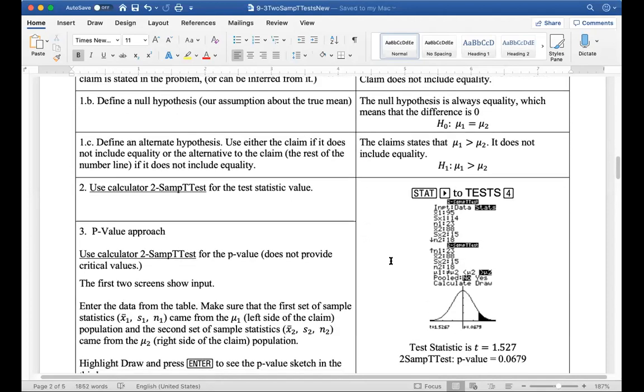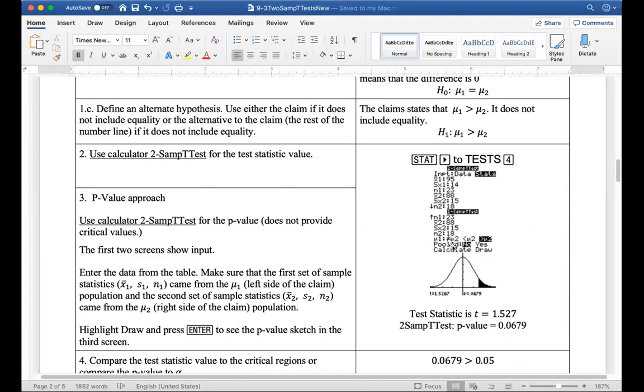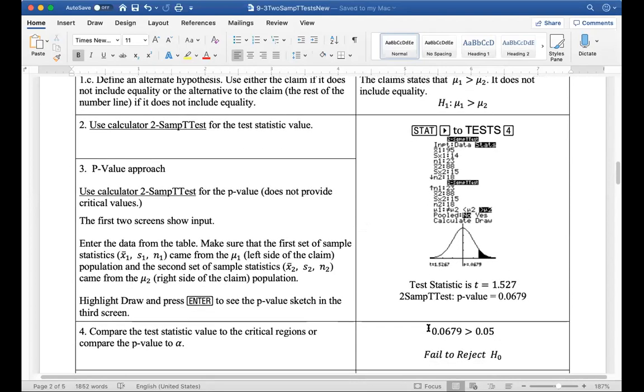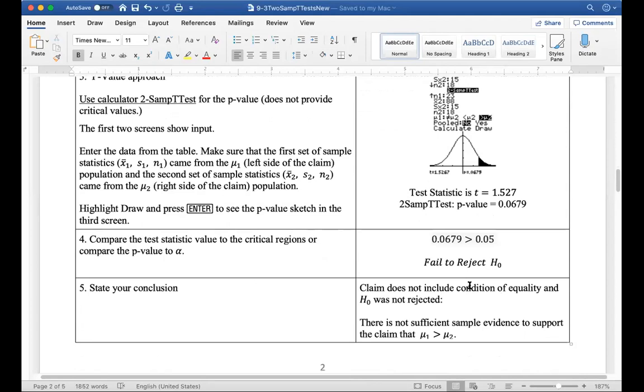And so we've got the inputs and the p-value sketch with the test statistic and the p-value. And then all we have to do from that is complete the test with the decision and statement of conclusion. We can always compare the p-value to alpha, and 0.0679 is bigger than alpha, therefore we'll fail to reject H0. The claim did not include equality, and we did not reject H0. The flow chart tells us that there's not sufficient sample evidence to support the claim that the first mean is greater than the second mean.